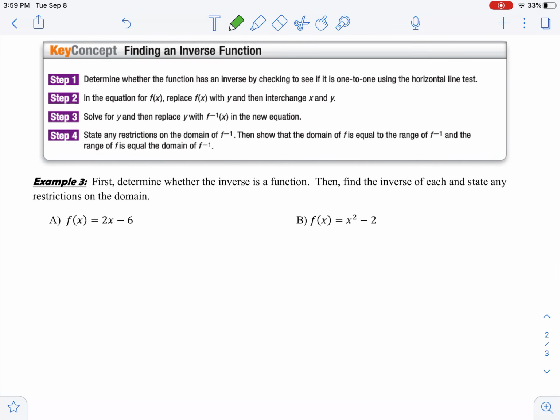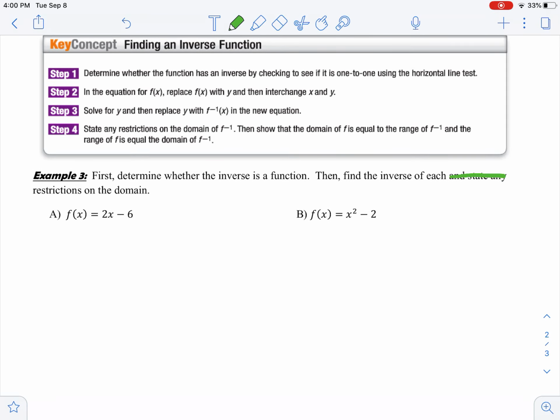Okay, let's move on to finding the inverse of a function. So first things first, we changed the directions on this. It's determine whether the inverse is a function, then find the inverse. We are not stating any restrictions on the domain. We left it in the notes like that because the homework in the book says the same thing, and find restrictions on the domain, which you don't have to do. Okay, and I didn't assign you that bookwork, but if you would like to try some problems, that's what the directions are going to say.